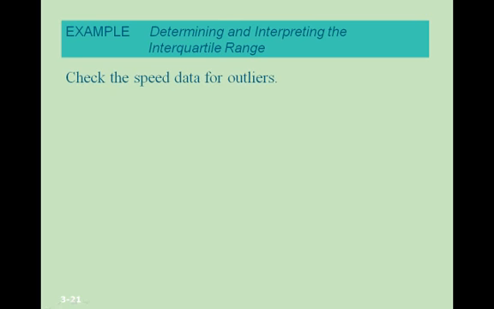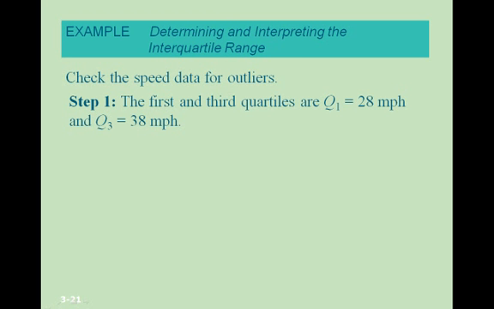So let's look at an example. We want to check the speed data we had from our previous example for outliers. So the first step is to identify the first and third quartiles, which we did before. So we know that Q1 was 28 and Q3 was 38. The second step is to find the IQR, and we found that as well. The IQR was 10.